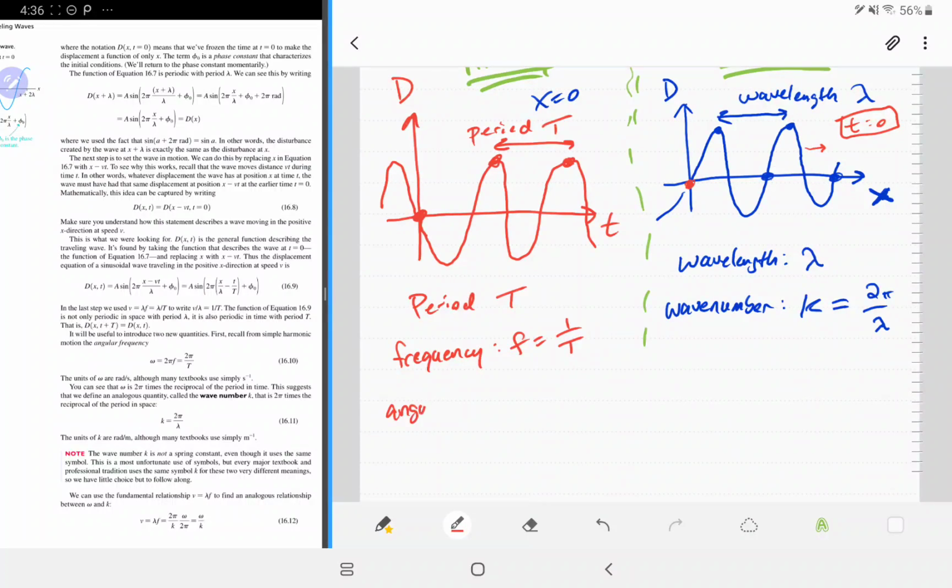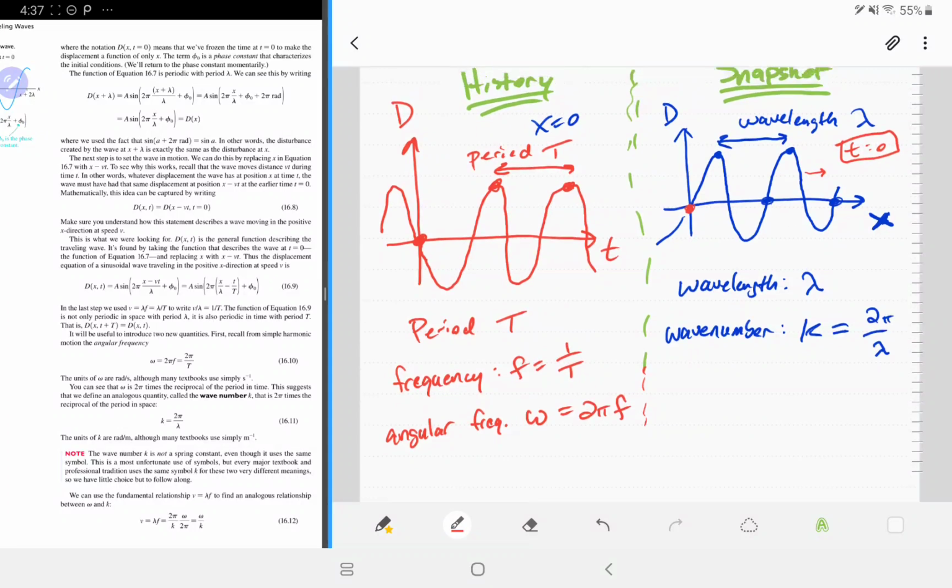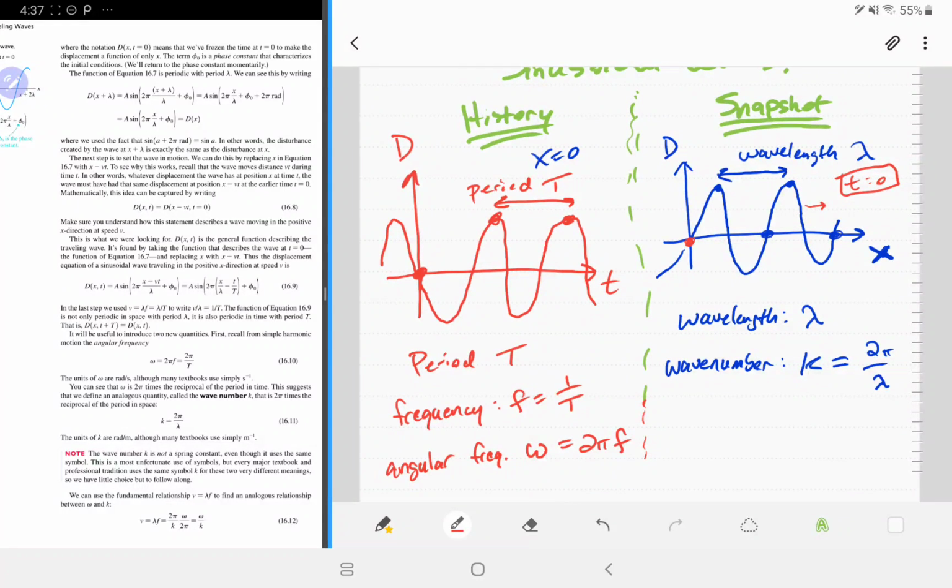Or you could talk about angular frequency, omega, which is 2 pi f. So again, once you know one of these things, you know all of them. Just like with wavelength and wave number, once you knew one of them, you knew the other one. Once you know one of these 3 things, you know the other 2. But if you know something about the wavelength, that doesn't tell you anything about the period. If you only have one of these graphs, you need a little bit more information before filling in the other graph.